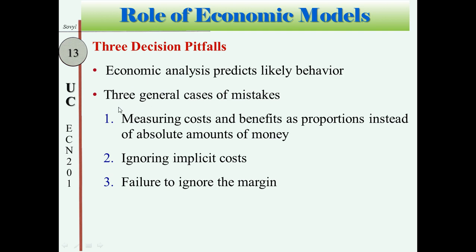Because of that, there are three general cases of mistakes that people always make. Economists may not make them, but ordinary people do it every day. That's why we call them pitfalls or mistakes. Number one: measuring cost and benefit as a proportion instead of absolute amounts of money.